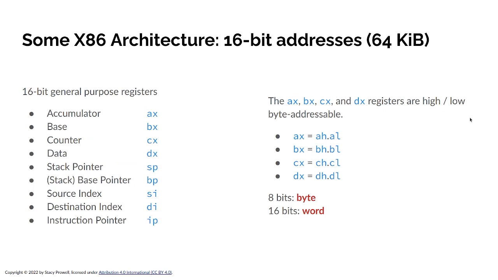Let's talk about the x86 architecture. It started out in the world as a 16-bit architecture, which could address 2 to the 16 or 64K. And so you had some 16-bit general purpose registers: an accumulator called AX, a base register, BX, a counter, CX, a data register, DX, then a stack pointer, a stack base pointer, a source and destination pointer, and an instruction pointer. All 16 bits because that's how big memory was.